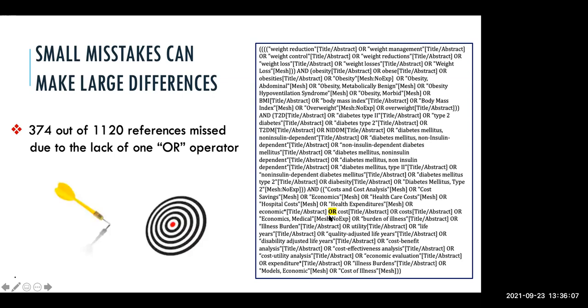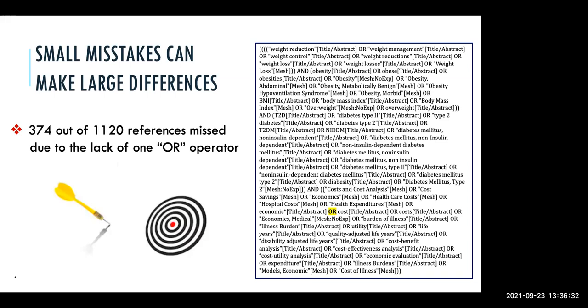And missing that actually caused me to lose 374 papers. When I changed that, I ended up with 1,120 results. So if I had not seen that, I would have had 374 papers fewer. And that's a lot, on a result that in the end had 1,000 papers.